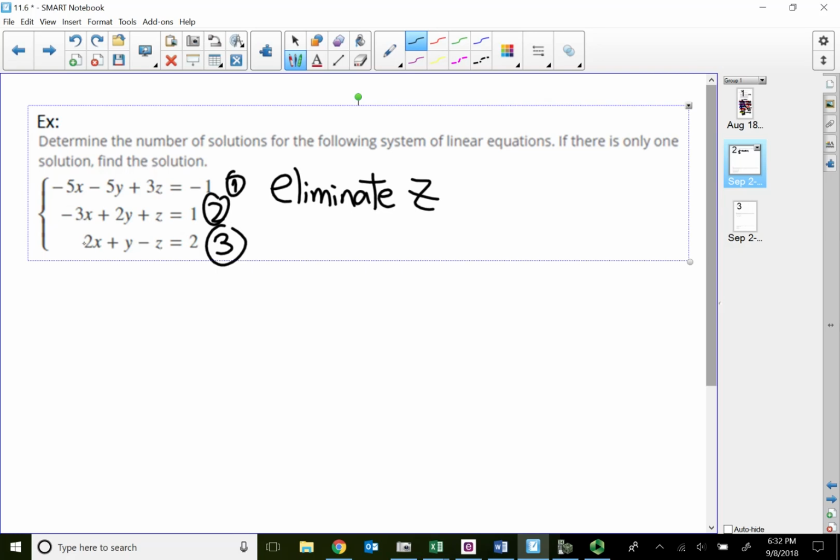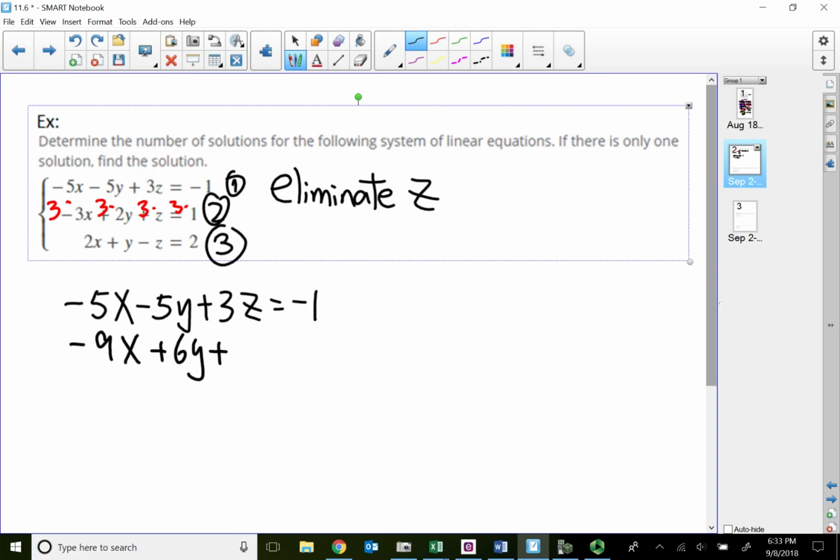If I pick first and second, I want to eliminate z, that means the second equation got to become a 3z by multiplying every term by 3. Because a common multiple between 3 and 1 is 3. So the first equation, we don't have to multiply any number because the z is already a 3 there. So that's negative 5y plus 3z equal to negative 1. The second equation becomes negative 9x plus 6y plus 3z equal to 3.